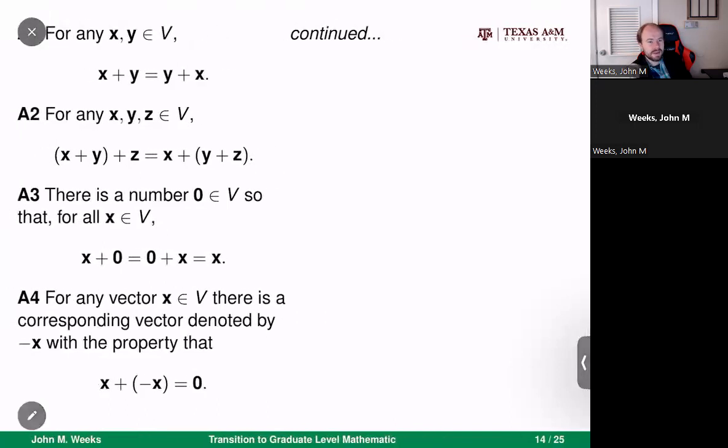Here's A1 right here. For any x, y, and v, it satisfies. What is this one called? I'm a very interactive person whenever I teach, and in terms of videos, it's hard for me to hear you, but maybe you have to shout a little louder. What is this one called? That's right, this is commutativity.